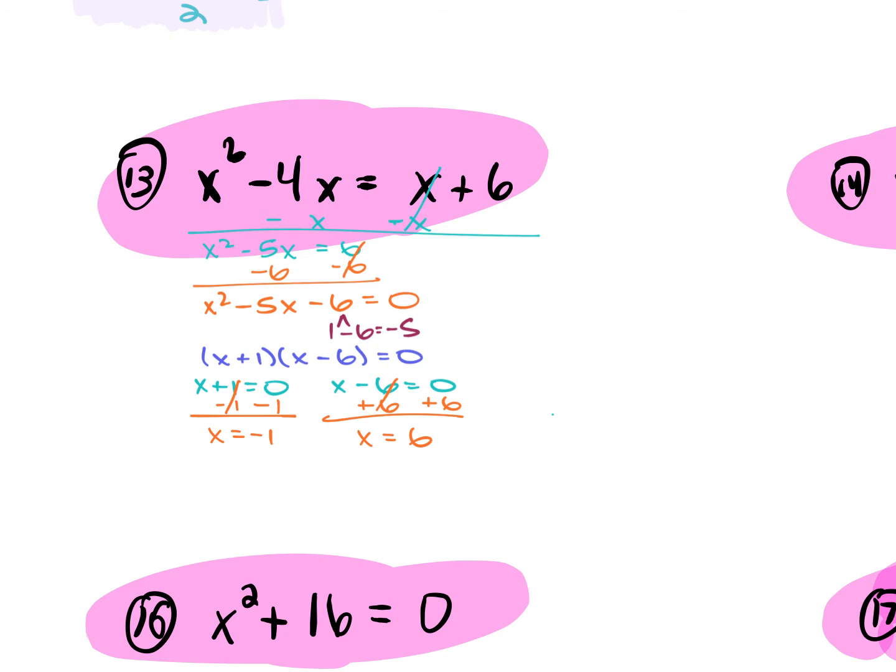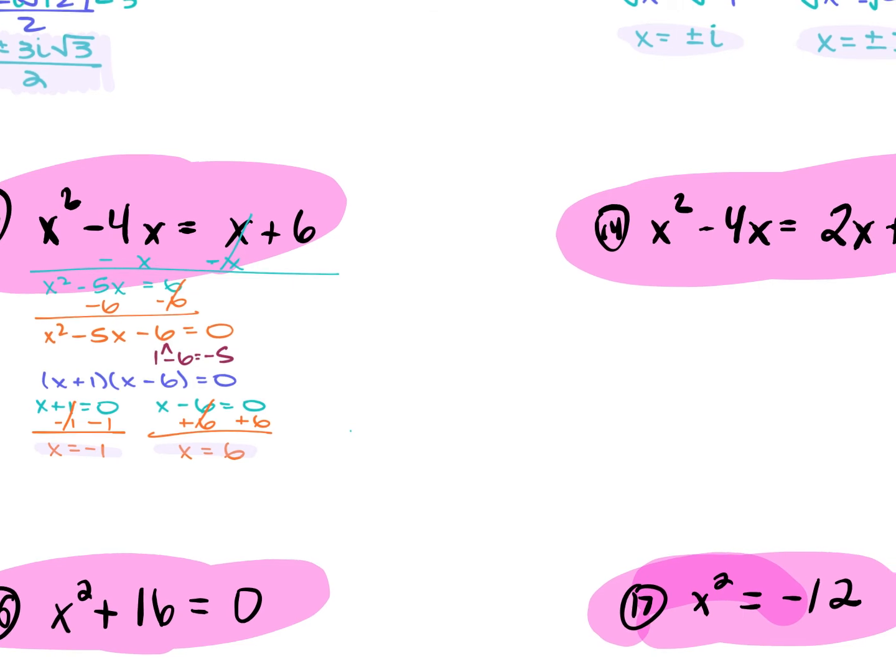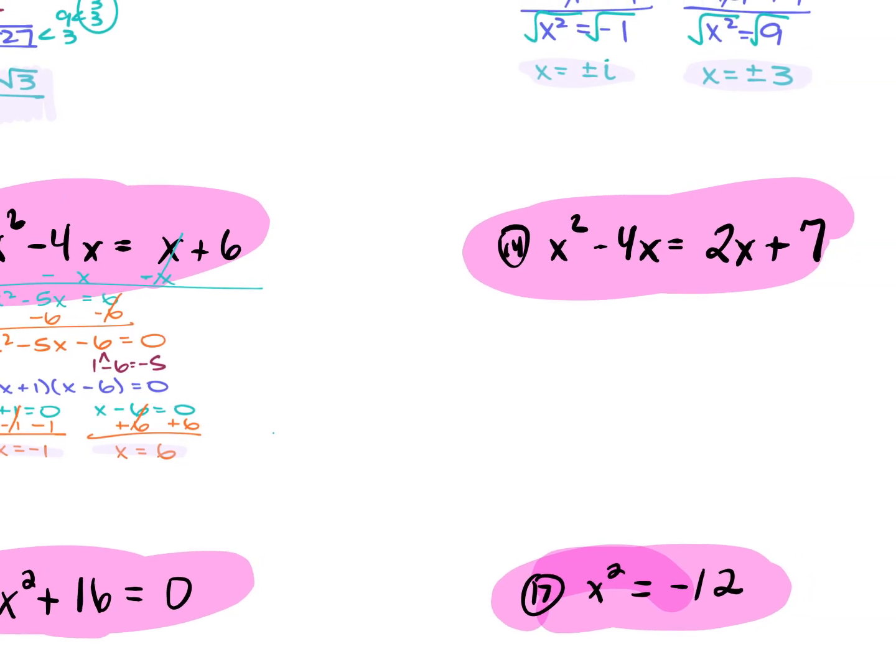So your two solutions are negative 1 and 6. For number 14, we have x squared minus 4x is equal to 2x plus 7. So again, we're going to move the 2x over and the 7 over. For the 2x, we're going to subtract it from each side. This is going to give us x squared minus 6x is equal to 7. Then we'll just subtract the 7 from each side. And we have x squared minus 6x minus 7 is equal to 0.